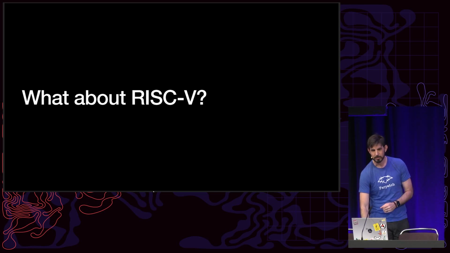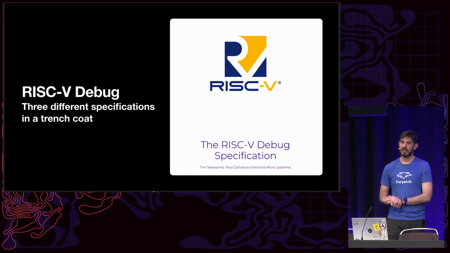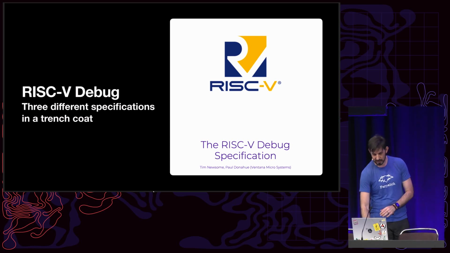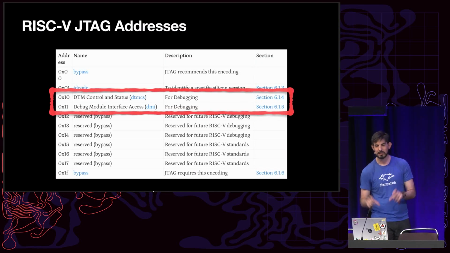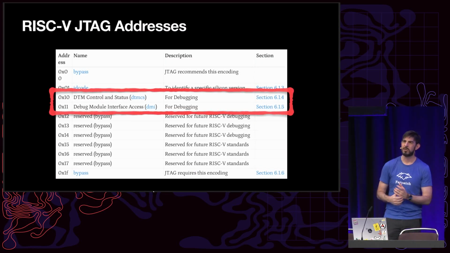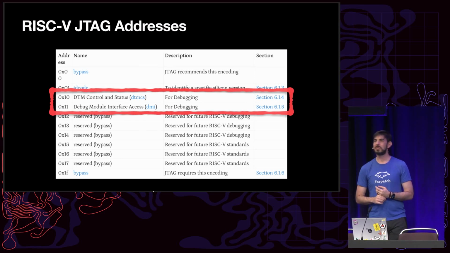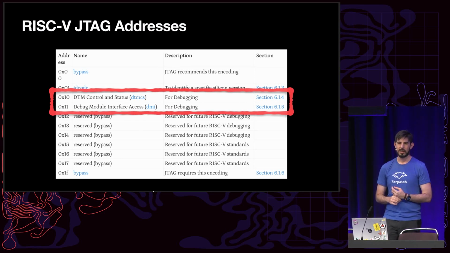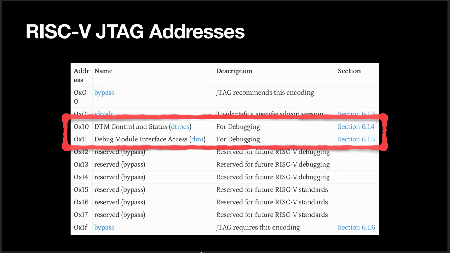Okay, what about RISC-V? Well, RISC-V, they have a debug standard that you can get the PDF of. It's published online, and for the most part, it's a pretty good standard, but there's a few places where it's actually 3 different specifications in a trench coat. If you open the standard, there's this table here that looks an awful lot like the one in ARM, except some of the addresses are in different places. You could see their ID code is actually address 1 now instead of towards the end like ARM is.